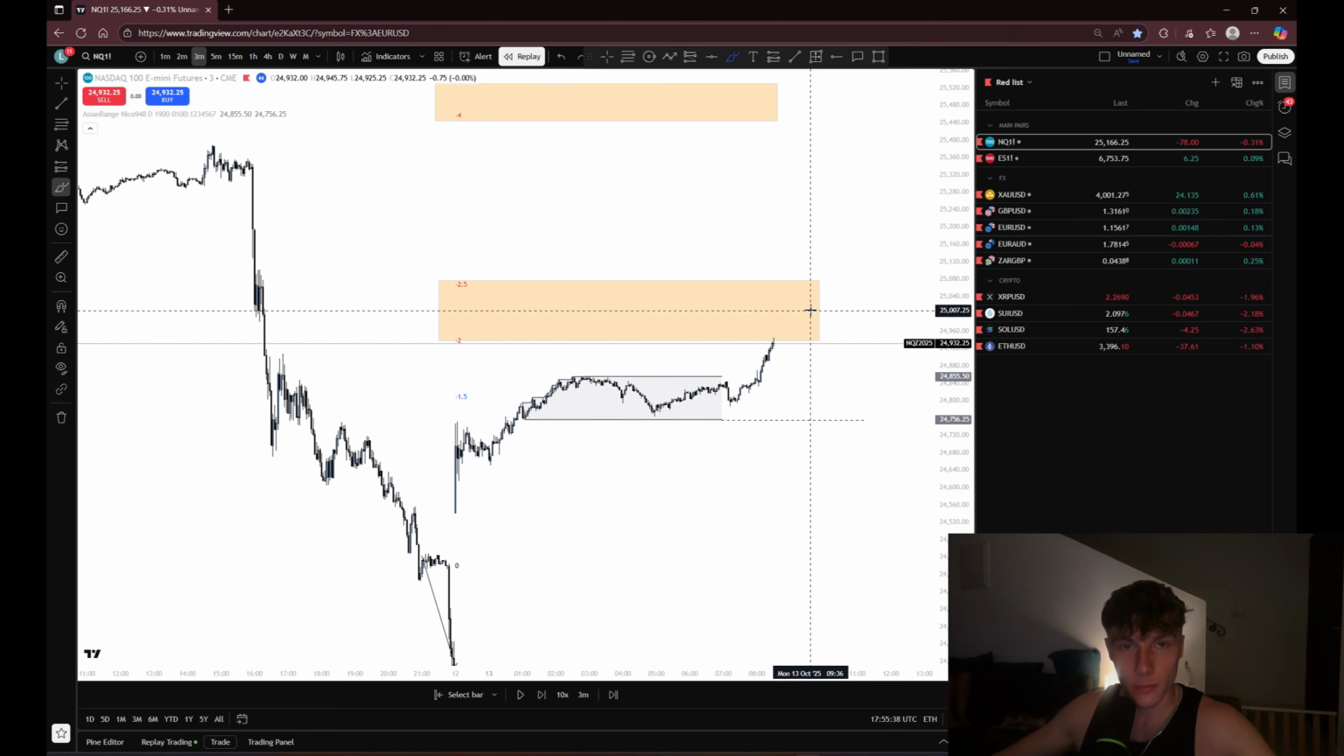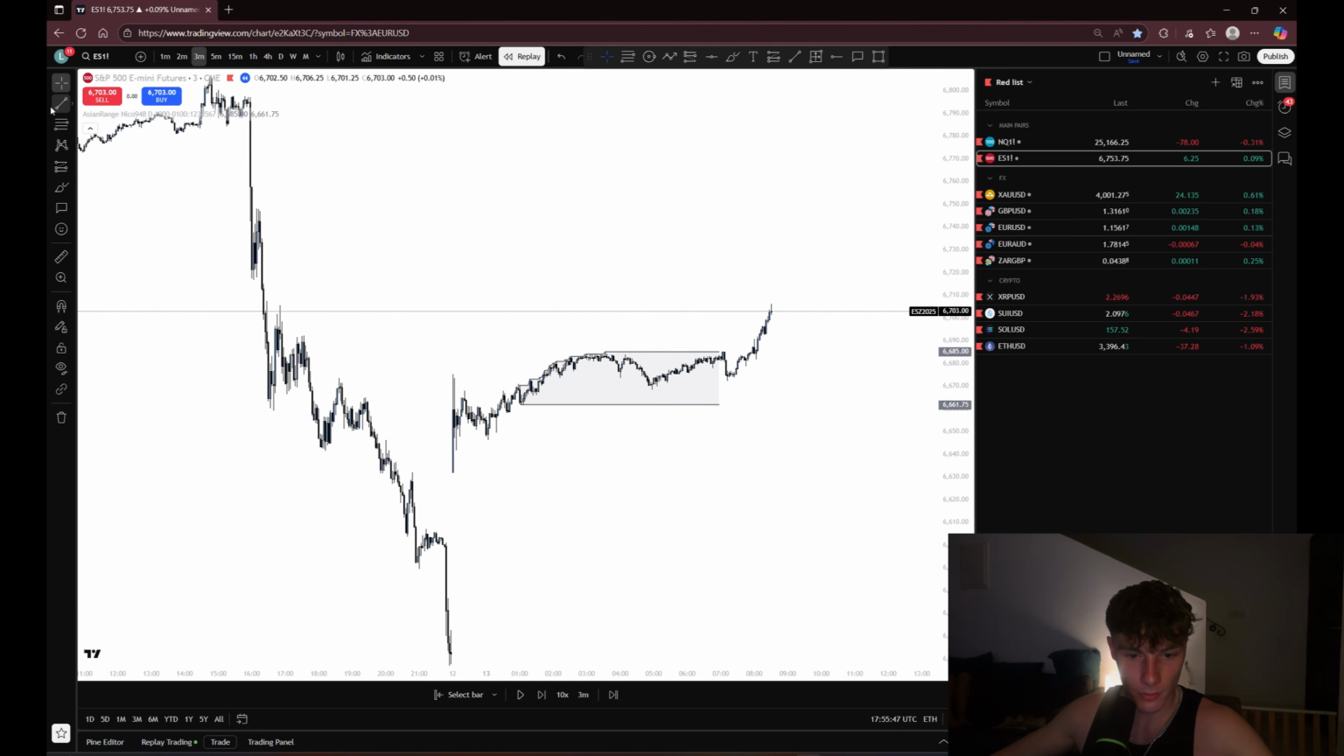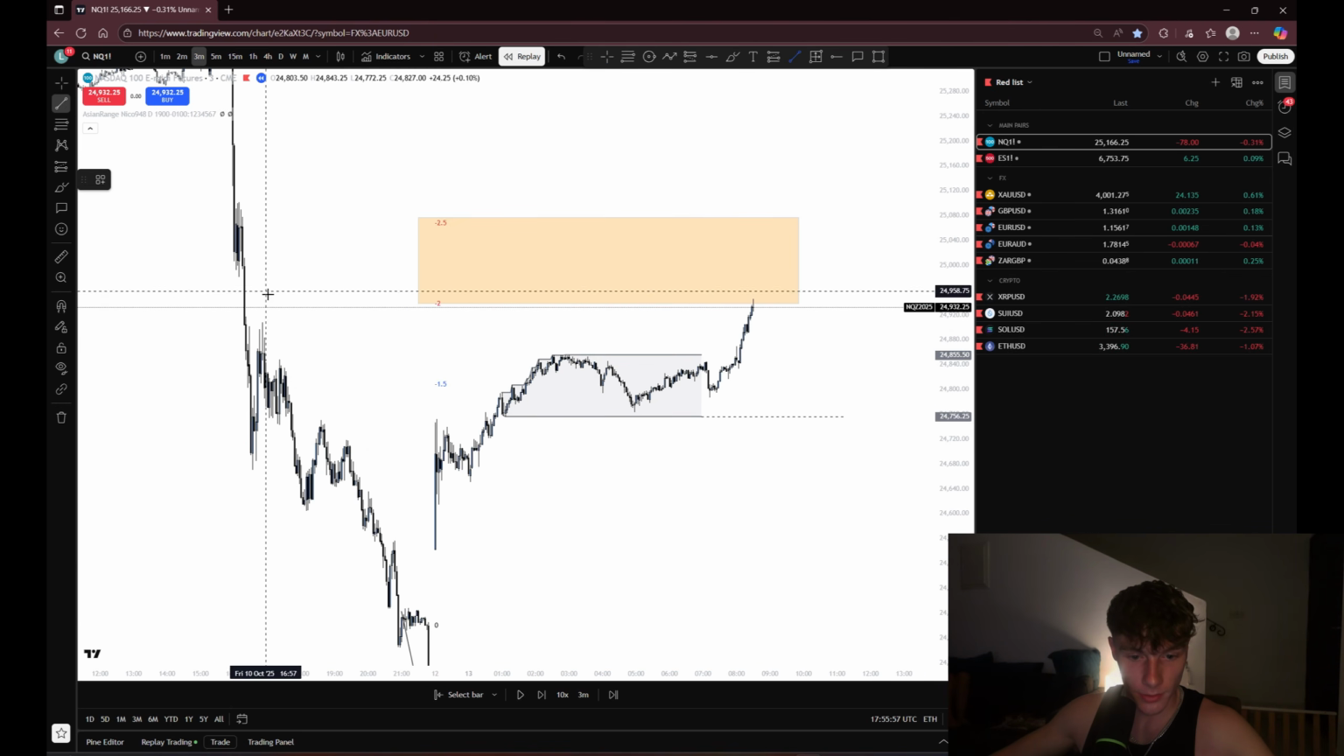So now what I'm looking for is a divergence. Now, if I flicker between these two assets, there's actually a divergence between this level here. So you can see here, the ES has failed to take this wick, but on NQ, we actually have taken it.